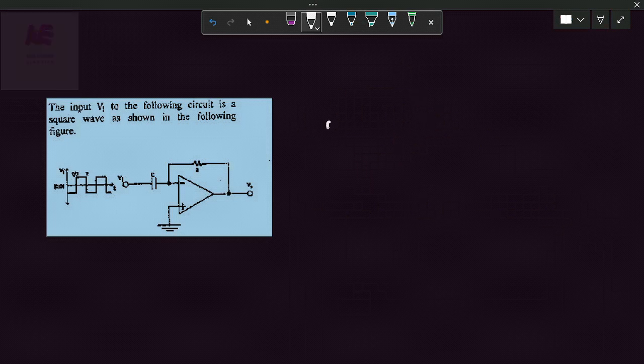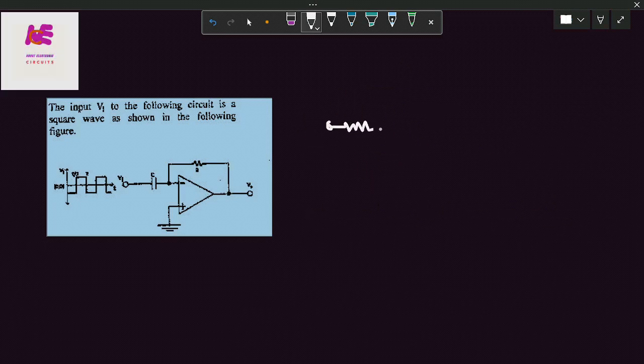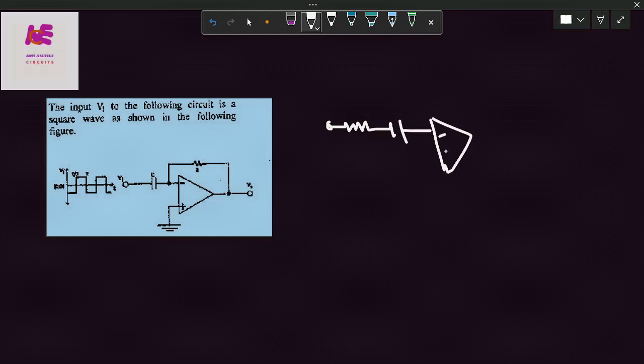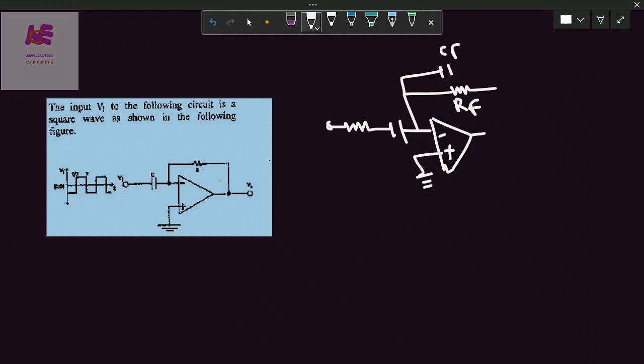In the practical differentiator, we are taking one resistance in series with the capacitor. This is the inverting terminal, this is the non-inverting terminal. And we are taking a feedback resistance, in parallel with one more feedback capacitor, connected to the output. This is the output voltage V0. Say this is R1, this is C1, and here is the input voltage Vi. So this circuit is more practical.